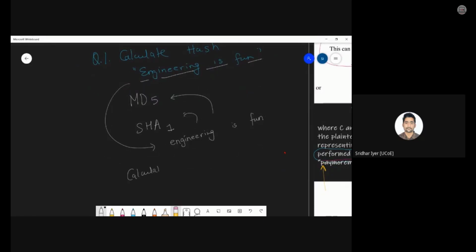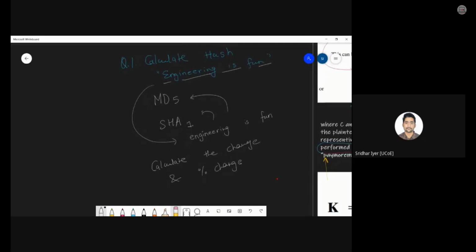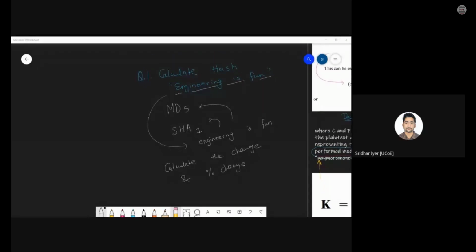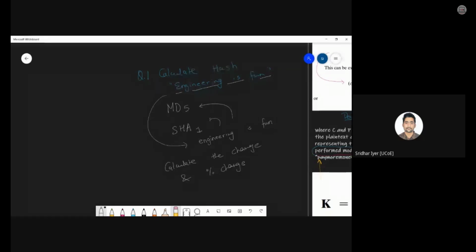Am I clear? Calculate the change and percentage change. We are changing just one bit, one character. That too, we are not changing it. We are simply changing the case of that character. So you need to calculate by how many bits are changed in the final answer. Am I clear? This is your question number 1. Is it fine? This is just a practical assignment I'm giving to you. You can do it within few minutes.